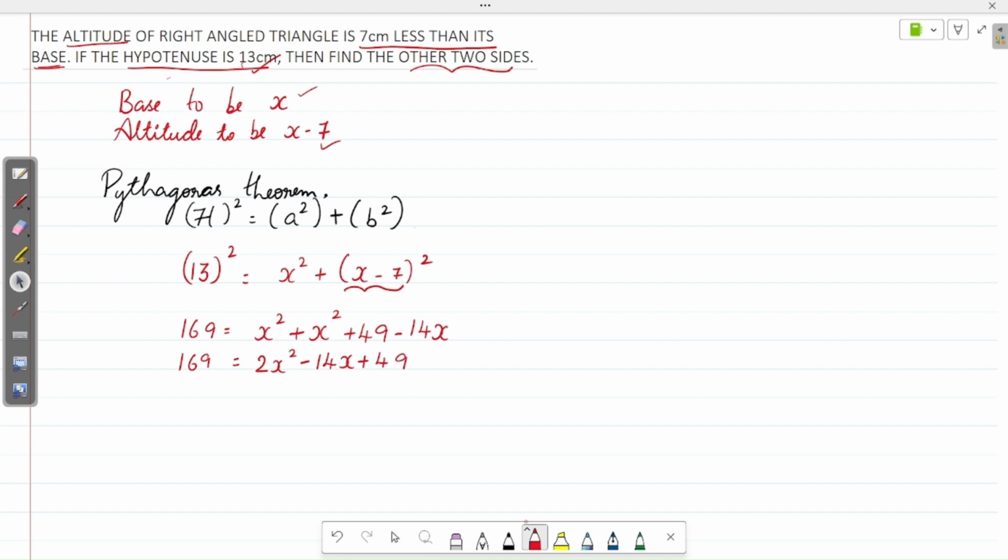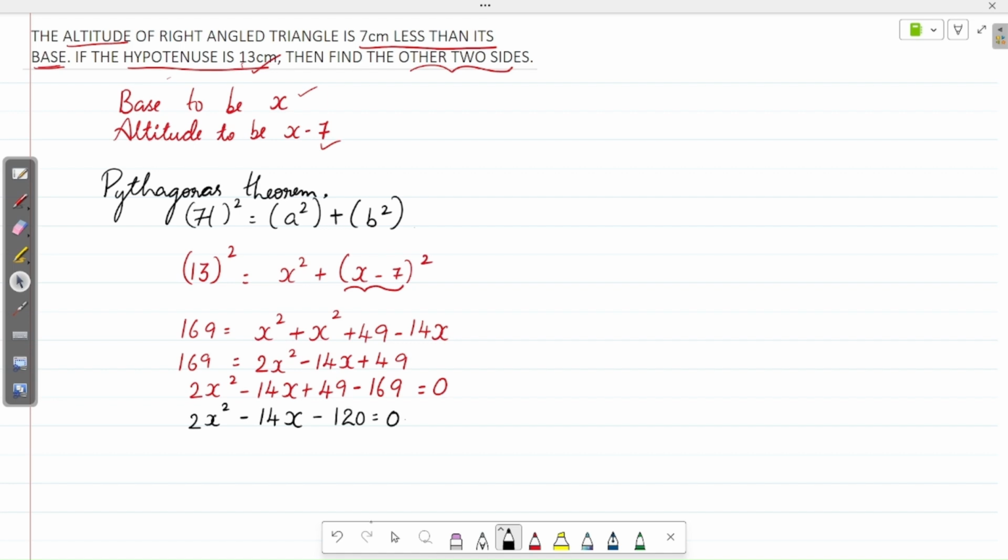Now, considering the overall equation with one side equated to 0 for ease, I will write 2x squared minus 14x plus 49, and 169 coming to the other side, it would be minus 169, equated to 0. Now I have 2x squared minus 14x, and if I take 169 from 49, I will be left with minus 120, which is equal to 0.